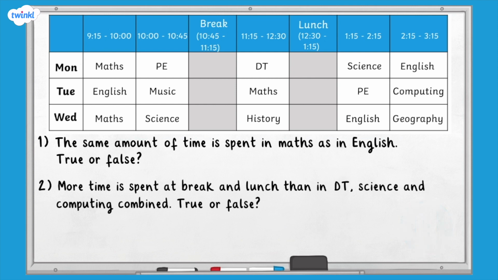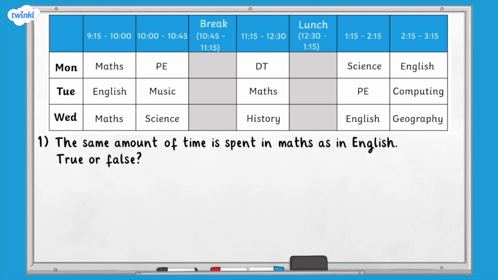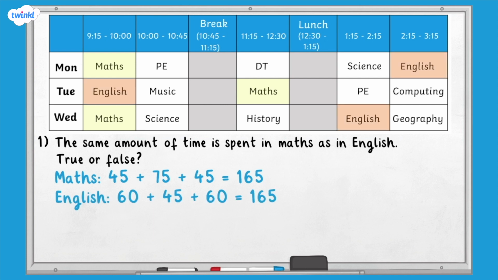Have you finished? Well done, here are the answers. There are 3 maths lessons. Monday's lesson is 45 minutes. Tuesday's lesson is 1 hour 15 minutes. And Wednesday's lesson is 45 minutes. 45 add 75 add 45 equals 165.